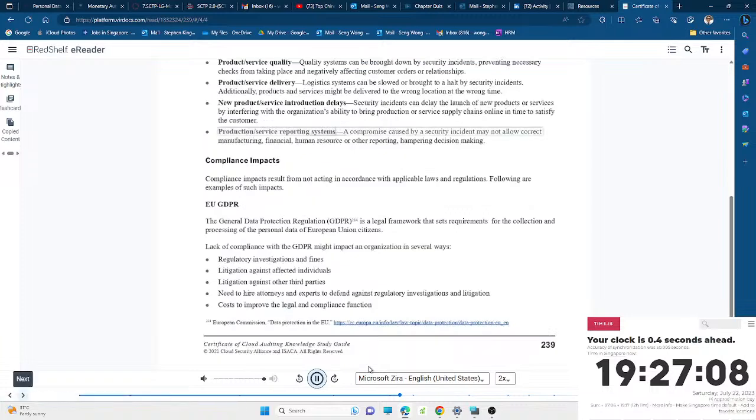Production/service reporting systems. A compromise caused by a security incident may not allow correct manufacturing, financial, human resource or other reporting, hampering decision making. Compliance impacts. Compliance impacts result from not acting in accordance with applicable laws and regulations. Following are examples of such impacts.